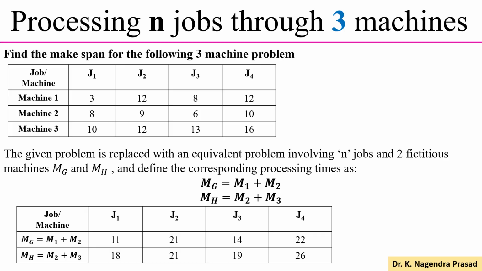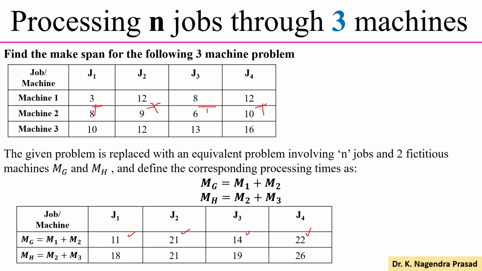The MG processing times are, for job 1, 3 plus 8 which is equal to 11. For job 2, 12 plus 9 which is equal to 21. For job 3, 8 plus 6 which is equal to 14. And for job 4, 12 plus 10 which is equal to 22.